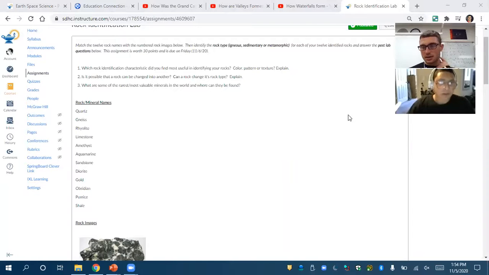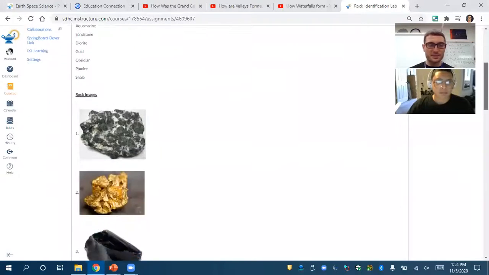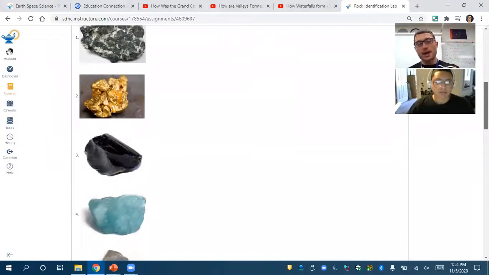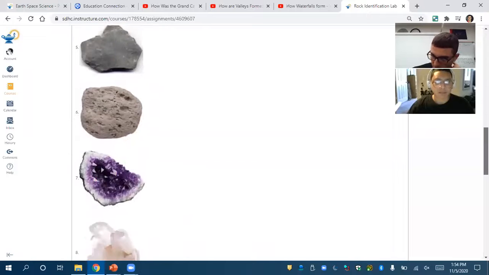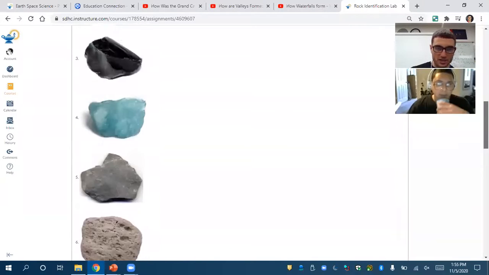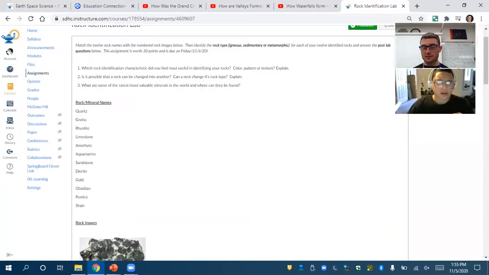So here's the assignment that's due Friday. Again, I've got a list of 12 rocks and minerals, and then I got a picture of these 12. So just match the number with the right names. So for example, I know you guys definitely know this one. Number 2 is gold, right? And then just look up, this is our assignment that's due Friday, guys. Look up whether these are igneous, metamorphic, or sedimentary. And then again, all you got to do after you identify the rock type and what rock it is in this list, just answer briefly these 3 questions, right?